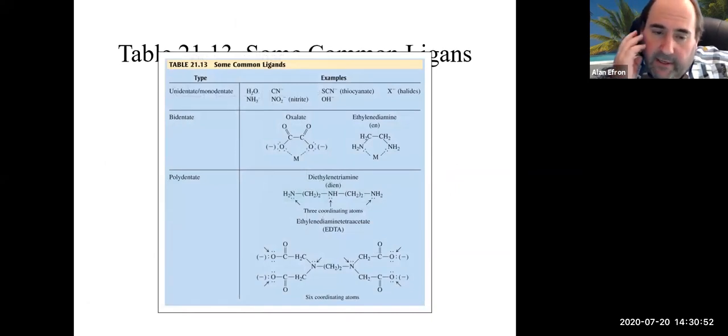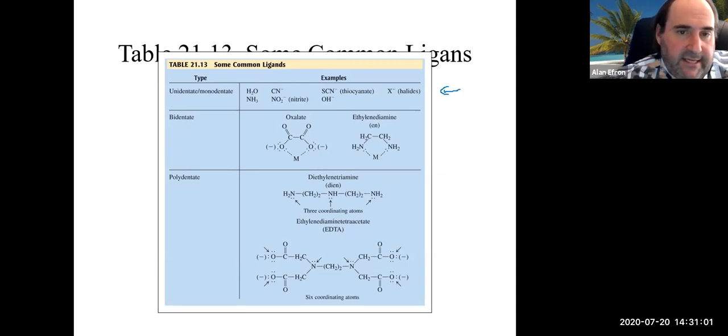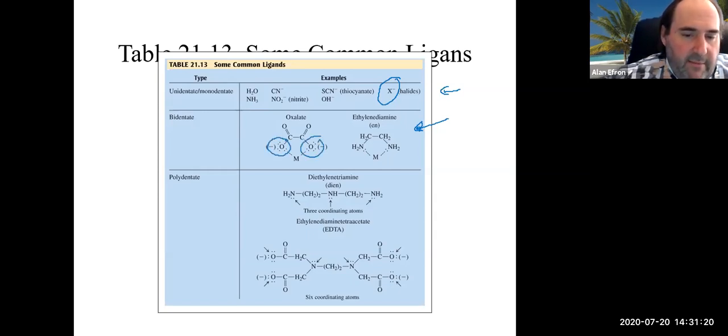Here's a table, I believe from your book, of some common ligands. We have a lot of our monodentates up here. Some of the ones we talked about are water, cyanide, nitrite, ammonia, hydroxide, thiocyanate, and any of the halogens as well. They're typically monodentate. We have a couple of really common bidentates, oxalate, where this oxygen and this oxygen can bind to the metal per molecule, and then en, where our two nitrogens are able to bind in.